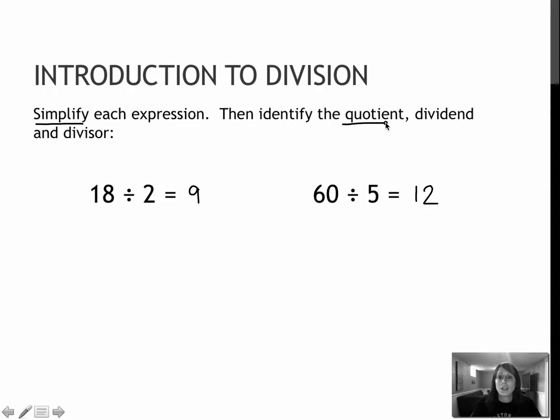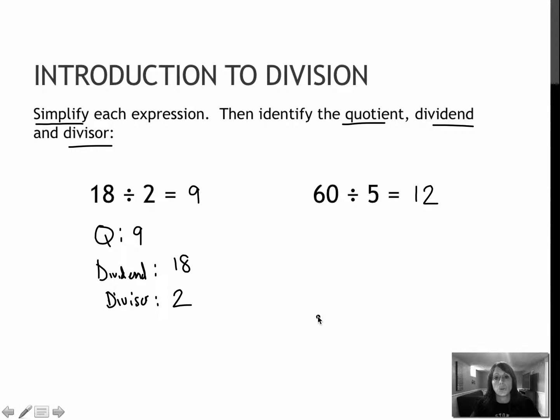Now we're identifying the quotient, the dividend, and the divisor. So the quotient is the solution. So our quotient for our first question is 9. The dividend is what is being divided. So dividend, which is 18, is the one that is being divided, and the divisor is what is going into the dividend. In this case, that is 2.